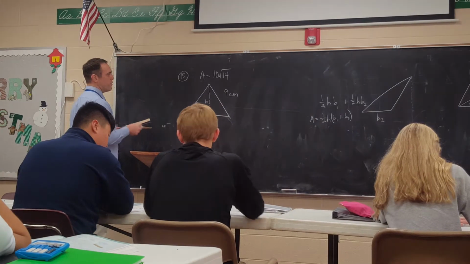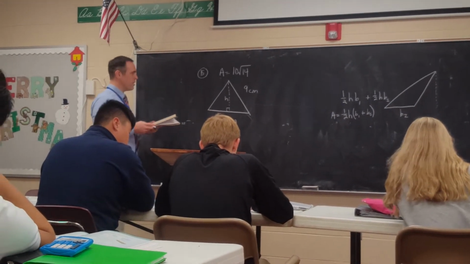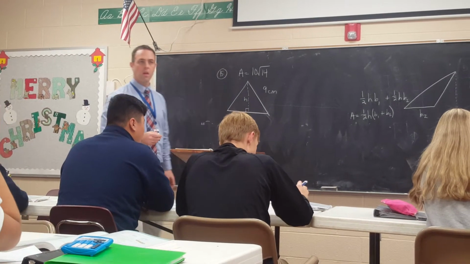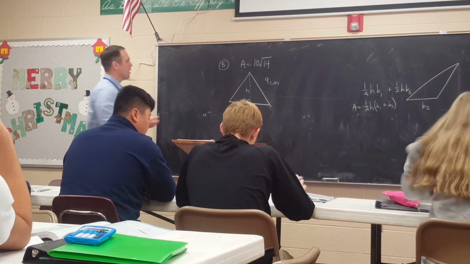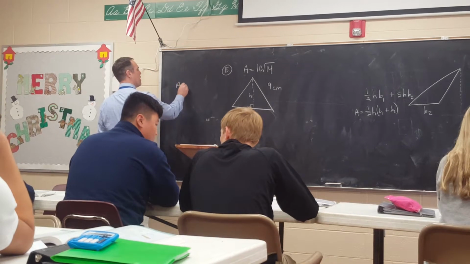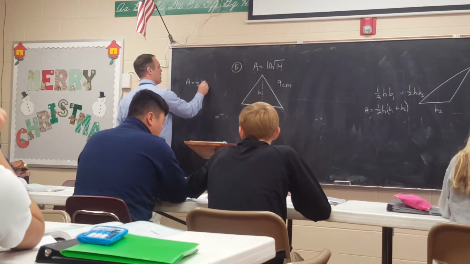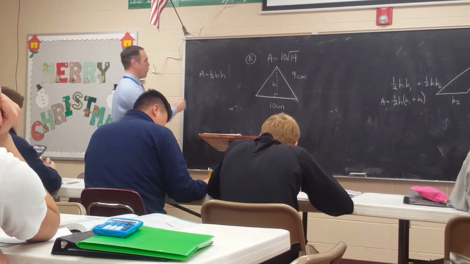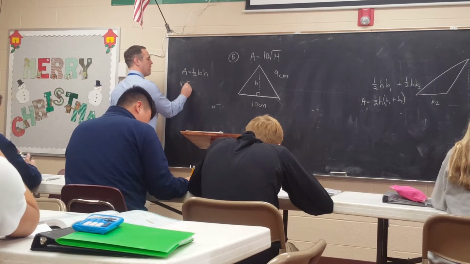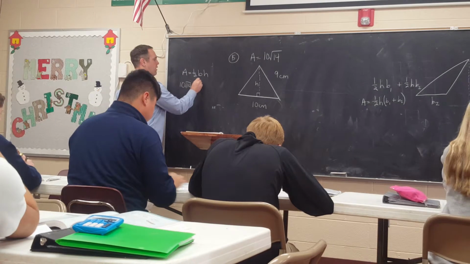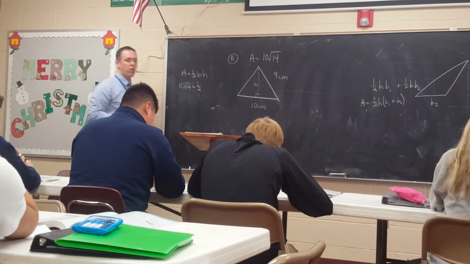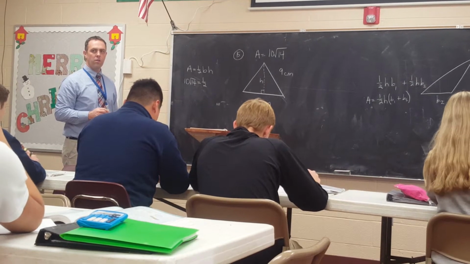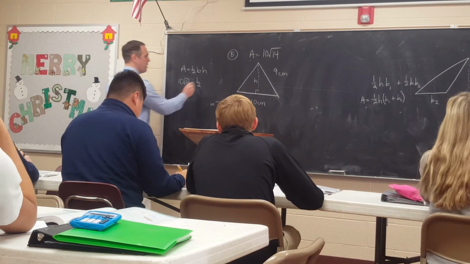All right, area equals 10 square roots of 14. What's the formula for the area of a triangle? 1/2 base times height. Okay, so A equals 10 square roots of 14. So we substitute that in. Do we know the base? What is the base? It's 10.